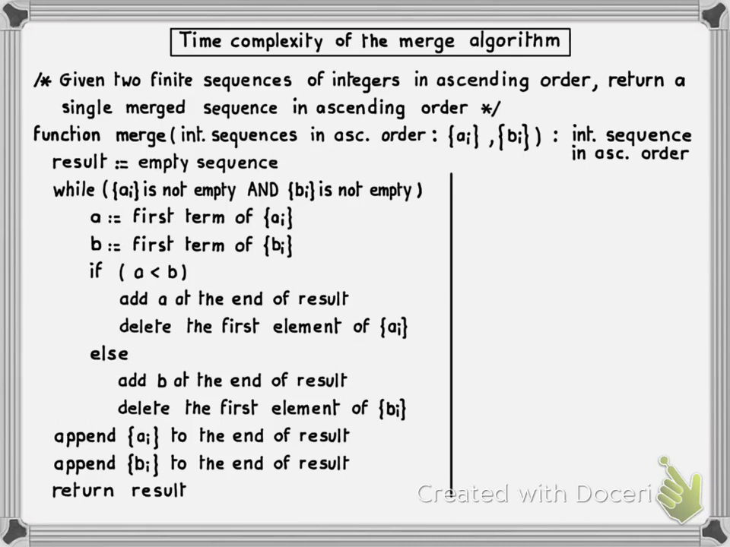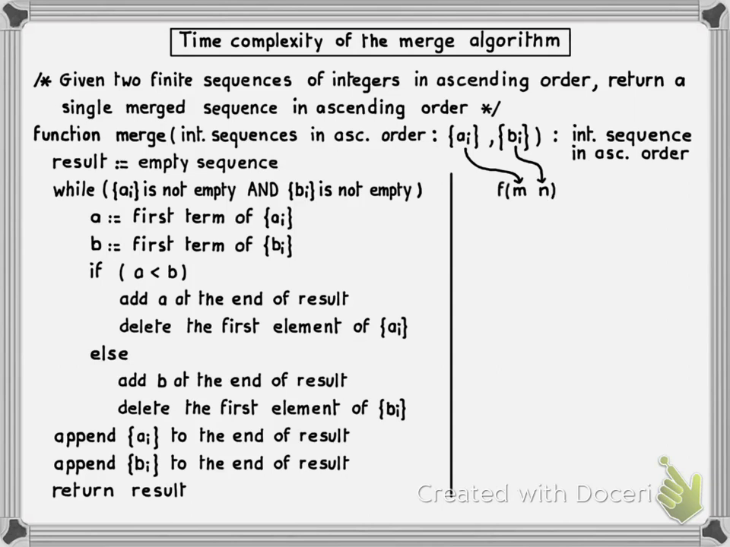So the first question is, how are we going to measure the input size? Well, what is the input to this algorithm? It's the two sequences A sub I and B sub I. Now these sequences are finite, so let's call M the length of the first sequence, that is the number of terms in that sequence, and let's call N the length of the second sequence. So the runtime of this algorithm will be a function of these two numbers. Let's call that function f as usual.